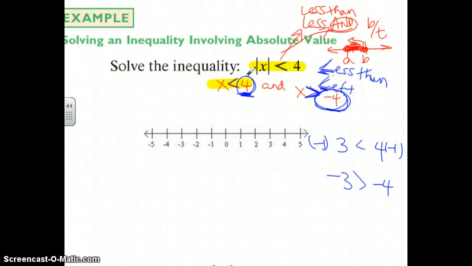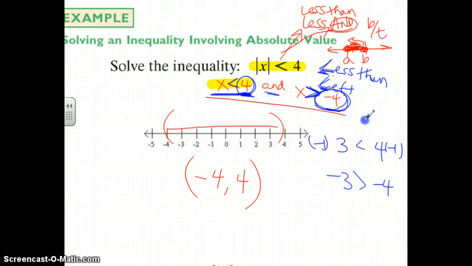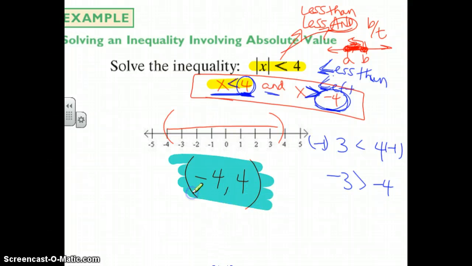So to graph this, I want all the values of x that are less than 4. It's an open dot. And all the values that are greater than 4. Well, instead of using open dots, we're going to use interval notation. So we're going to start using parentheses, and I'm going to say I want everything in between 4 and negative 4, and you can write this in interval notation. So this is inequality notation here, and here in blue is interval notation, and you should feel comfortable with both.